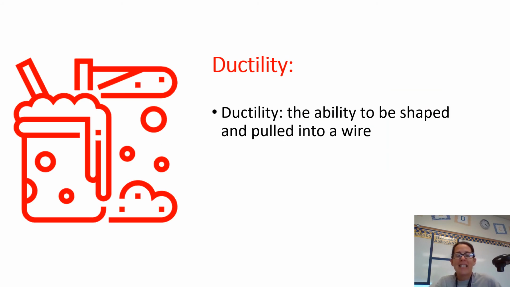Next we have ductility. This one's kind of fun to say. Ductility is the ability to be shaped and pulled into a wire. Quite a few of your metals might have this property. They might have ductility because they can be spread, pulled, and stretched into a wire.